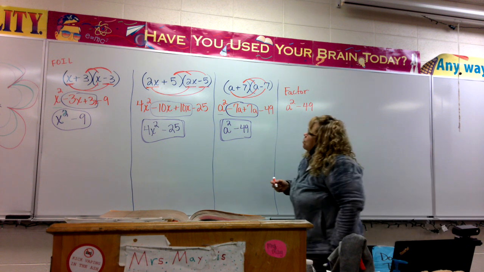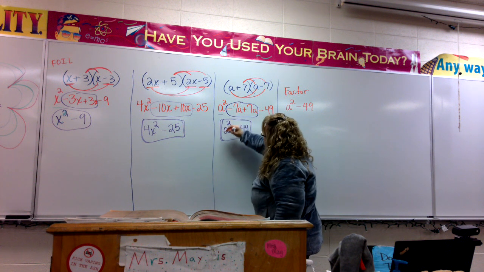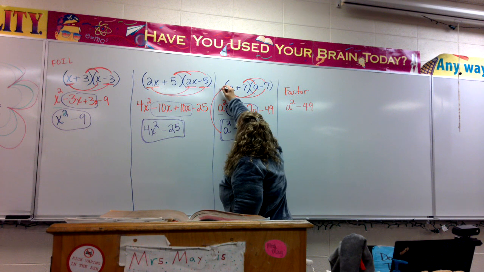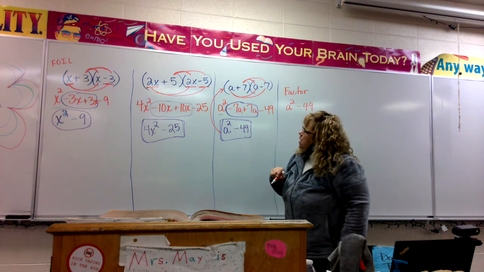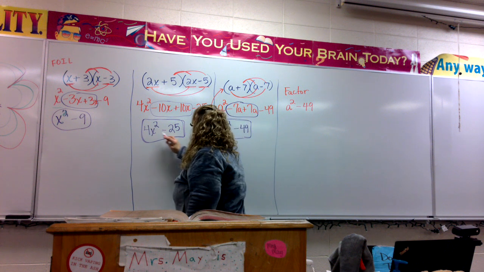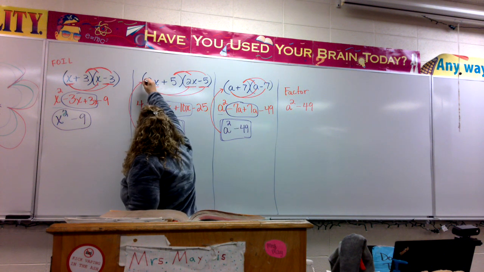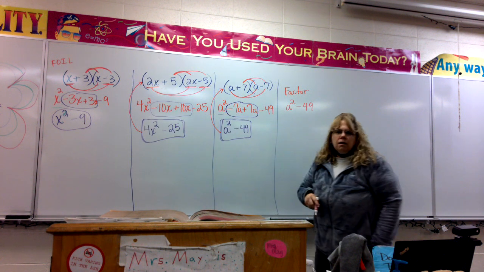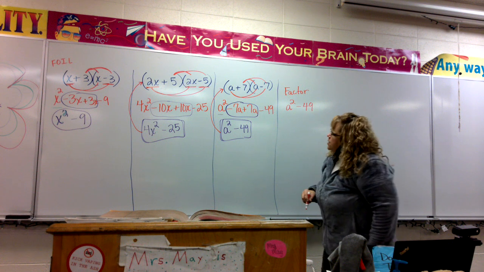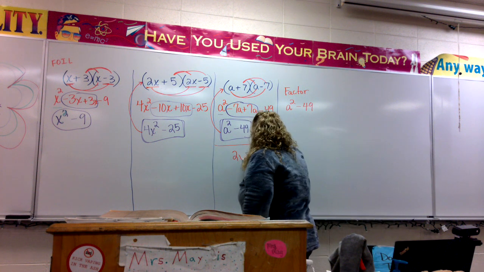In other words, what we're going to do is go backwards. From this point, I want to know what two things multiply together to give me that. I'm going to go backwards and try to figure out what multiplies together. Factor it.